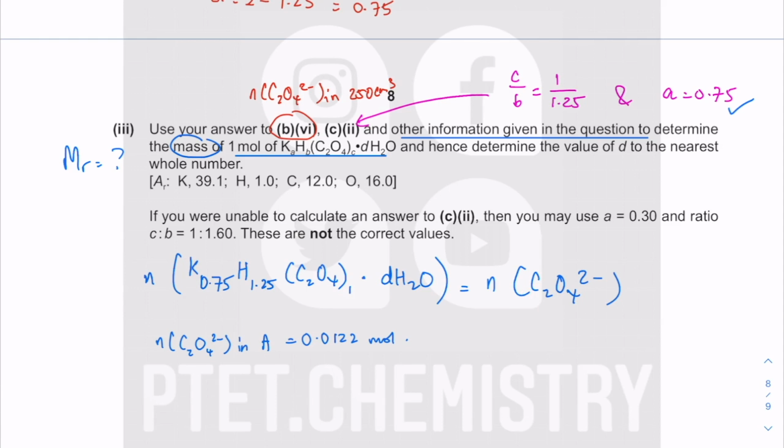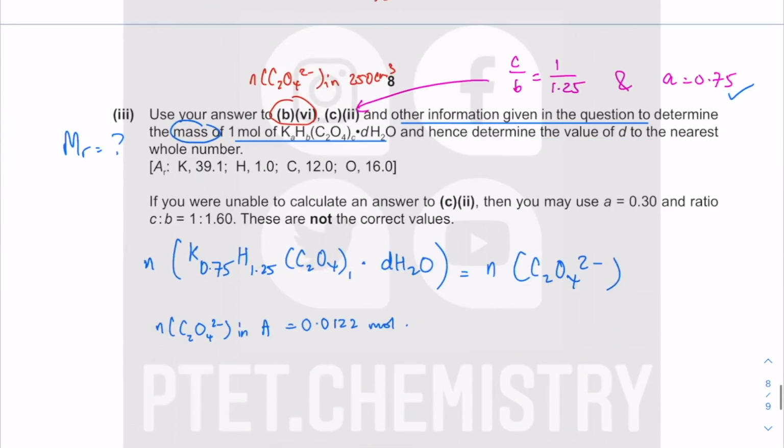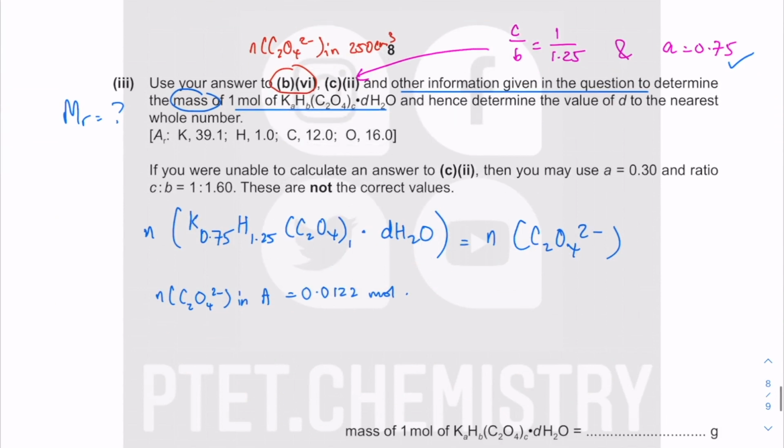Or you can think about the mole of C2O4 2-. No, actually, I'm not going to do that. 1 of these give you how many C2O4 2-? It give you 1 of these. That's why the mole ratio is equal. In a whole lot of these, based on the number that we worked out in the previous question, they are going to be equal in mole ratio. 1 whole lot of these give you 1 of these. This is equal to this.